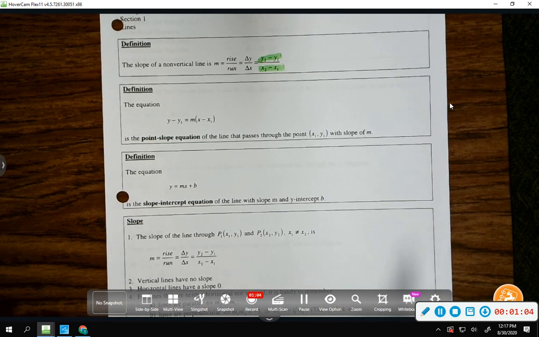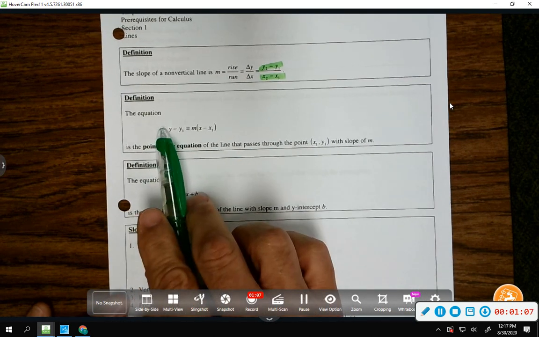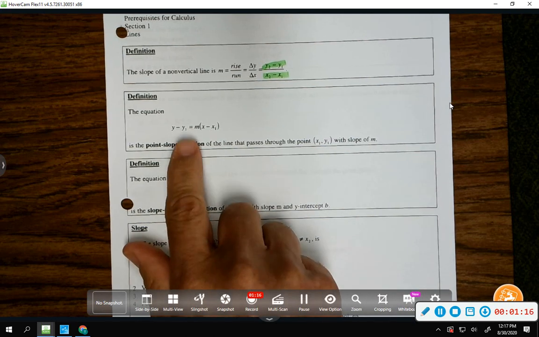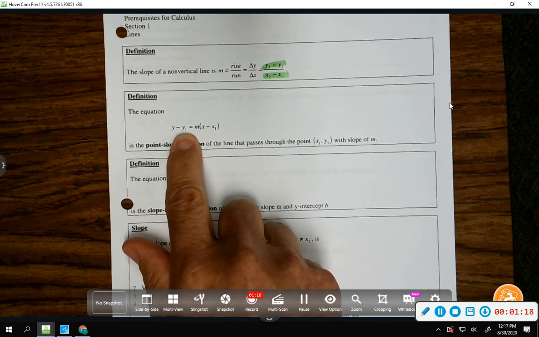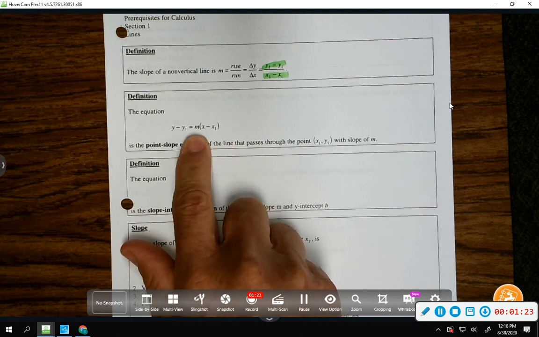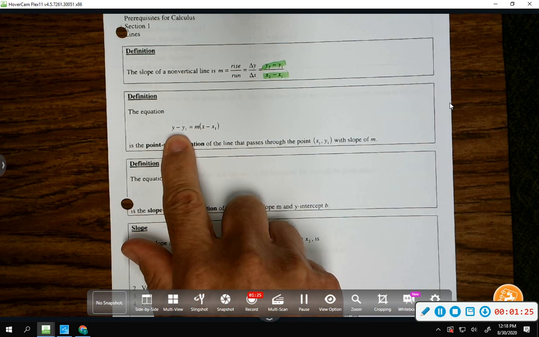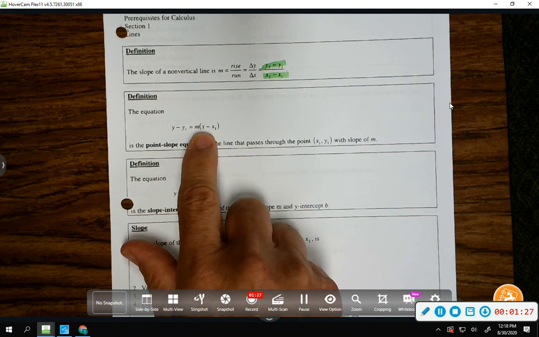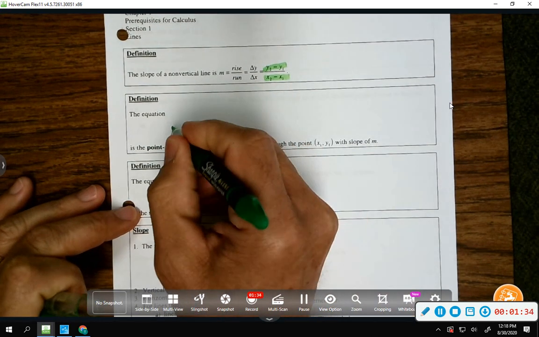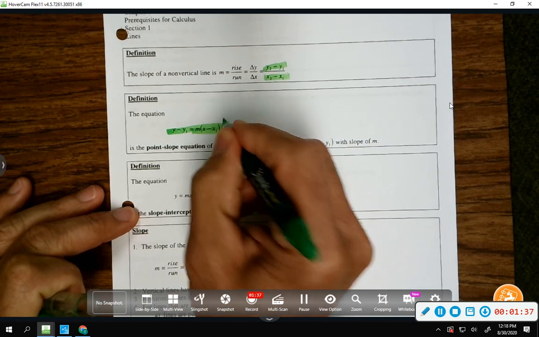Another definition is this equation given here. y minus y sub 1 equals m times x minus x sub 1 is called the point slope equation of the line that passes through this point. Okay? So this y sub 1 is just the y coordinate of the point that you're going to use. This x sub 1 is the x coordinate of the point that you're going to use. And if you just go y minus the y coordinate of that point equals the slope times x minus the x coordinate of that point, many times on the AP test, we can just leave the equation of a line written in this form.